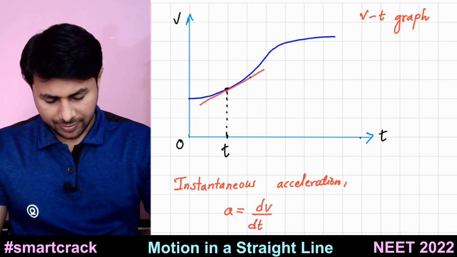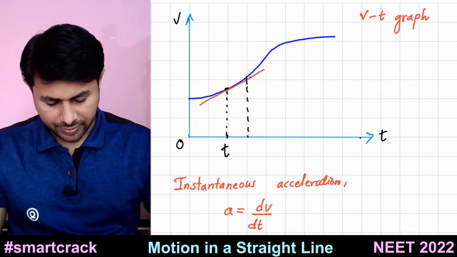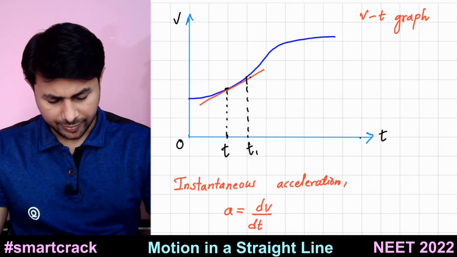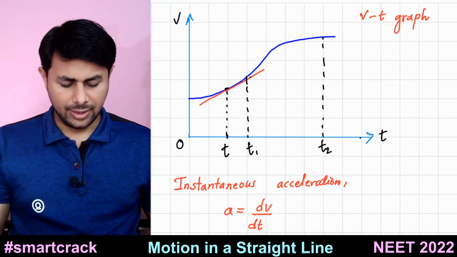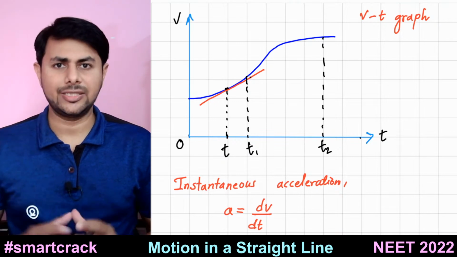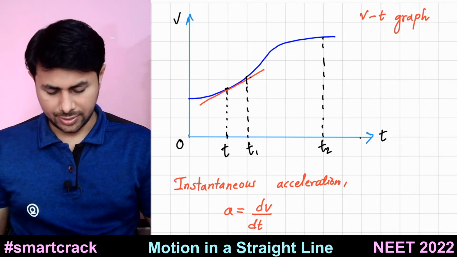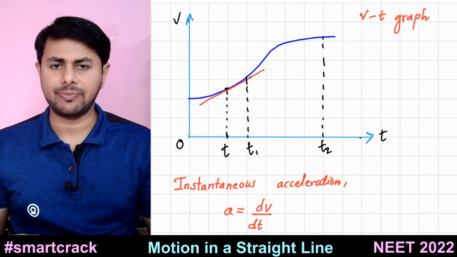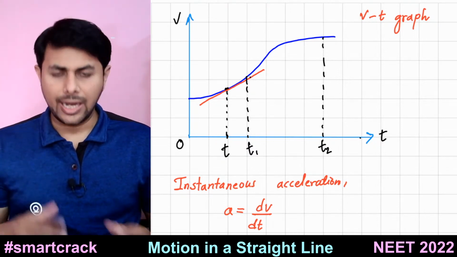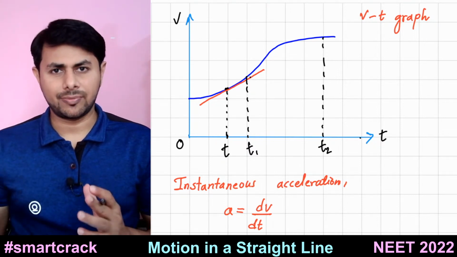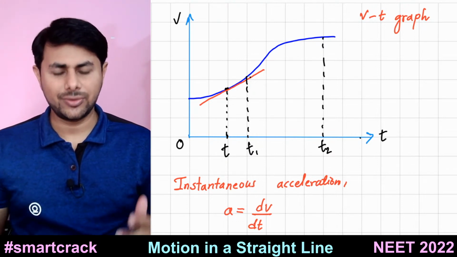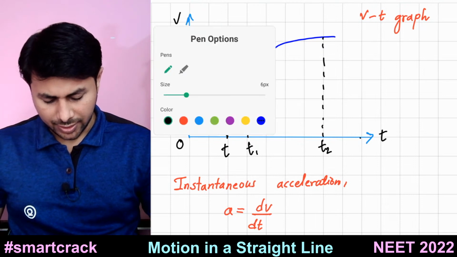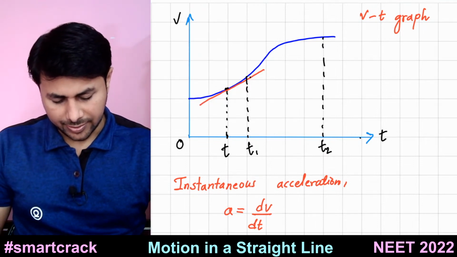Okay, and we can apply the same logic over here. So if we pick some time, let's say t1, and some other time t2, and I want to find out the displacement of this object whose velocity versus time graph is this one. So I want to find out the displacement of that object in time t1 to t2. Okay, so what do I do? I will find out the area under this graph.